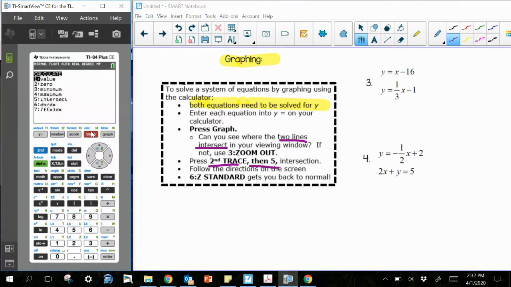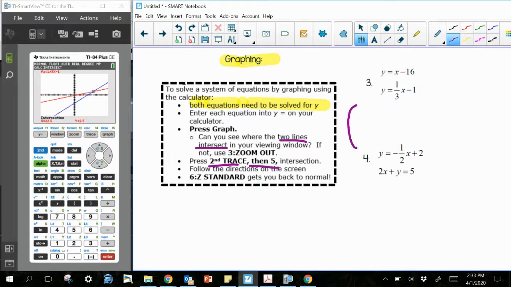So second trace, number 5 says intersect, and it's going to ask us 3 questions, but we don't have to move our cursor. It's just asking, is this the first line? Is this the second line? And then guess means, do you want me to tell you your answer? So you're pretty much just hitting enter 3 times. And remember, we always write our answer as an ordered pair. So we have 22.5, comma 6.5. And that is your answer for the first one.